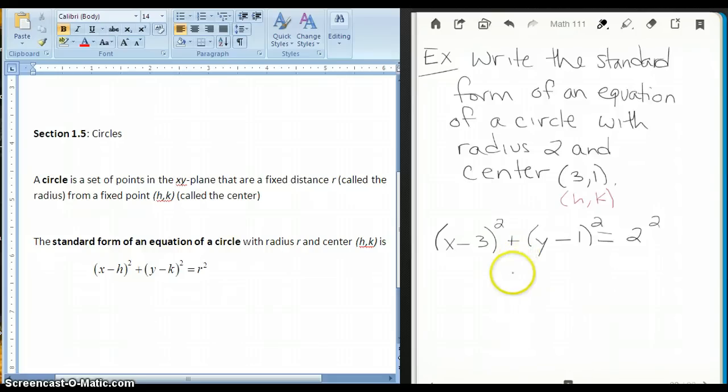And that's an example of how to write the standard form of an equation of a circle. For your video for 1.5 part 2, which I'll assign for over the weekend, we'll do more examples of this and further explore equations of circles.